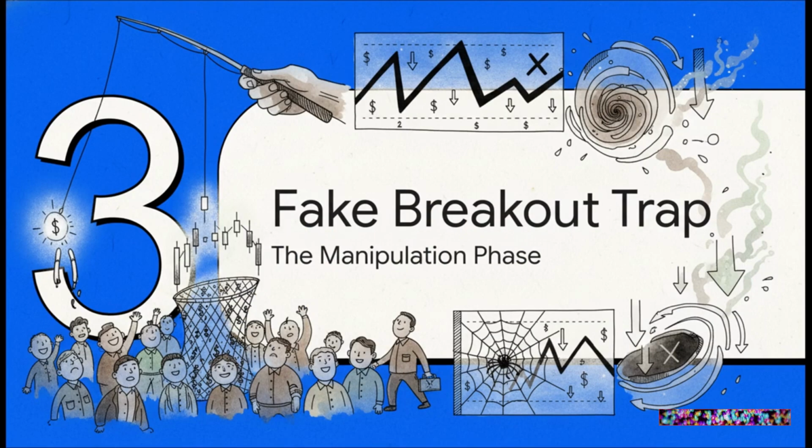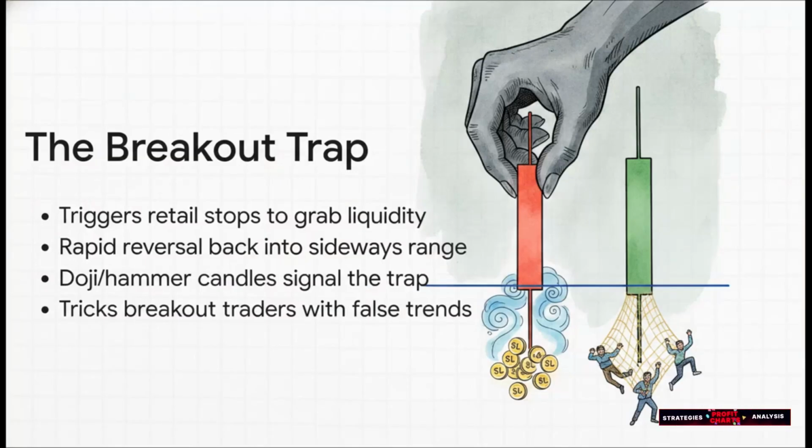Section 3, the fake breakout trap. This is where the most obvious moves are actually meticulously crafted illusions. Welcome to the manipulation phase. Smart money triggers those retail stop losses, grabs the liquidity, and then a rapid price reversal violently whips right back into the sideways range. On your candlestick charts, this usually prints as a doji or a hammer candle. A huge long wick proving the price was shoved down, grabbed the liquidity, and was instantly bought right back up. It creates this total illusion of a brand new trend, baiting breakout traders right into the trap. They get chopped to pieces while smart money just finishes loading the boat.